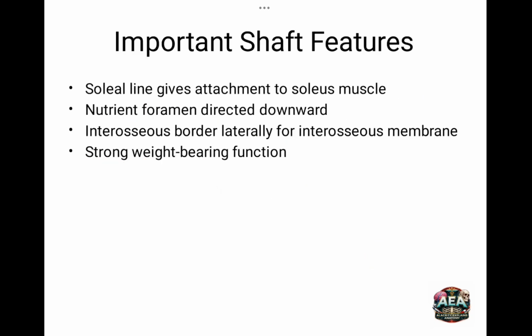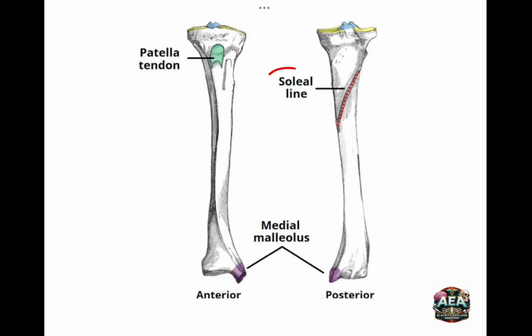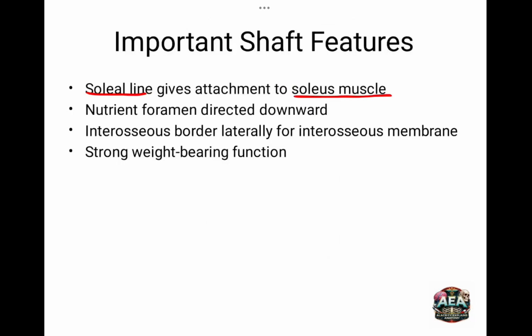So now, what are important features about the shaft of the tibia? We have the solear line, which gives attachment to a muscle called the soleus muscle. We have the nutrient foramen, which is directed downwards. We have the interosseous border, which is lateral, for the interosseous membrane.